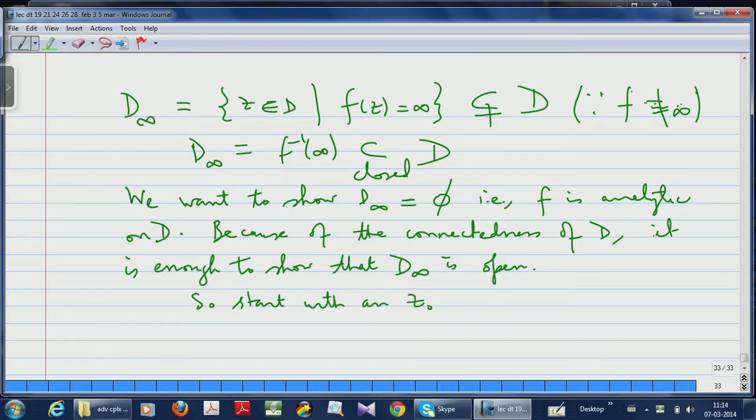a point in D infinity. And of course I should tell you that I am assuming D infinity is non-empty to begin with. If you want to be very logical, you can say let's assume D infinity is non-empty, because if D infinity is empty, we are anyway done. So you assume D infinity is non-empty and then get a contradiction. So in any case, I start with a point.